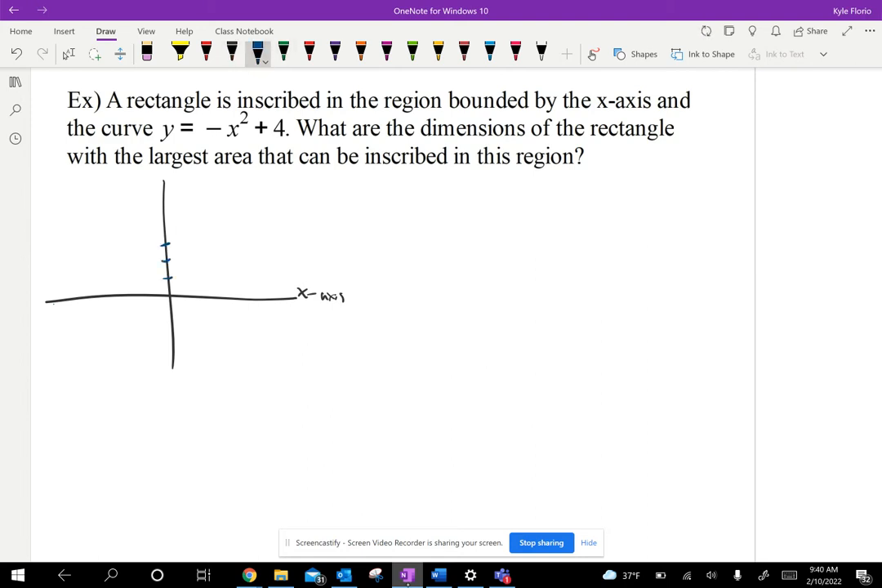So 1, 2, 3, 4 is its y-intercept. You can find the zeros, set it equal to 0, which is going to be plus or minus 2. And that is the graph. So the question is, what are the dimensions of the rectangle with the largest area that can be inscribed in this region? So this is the region. What's the biggest rectangle we could fit in here? So the question is, what are the dimensions of this guy?